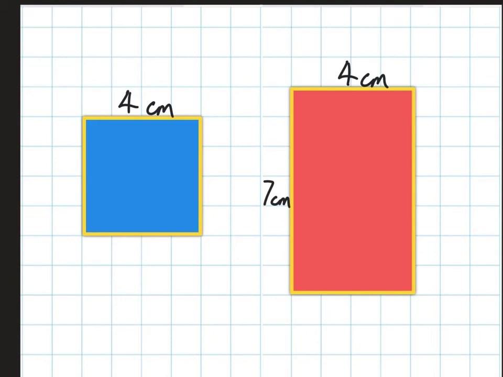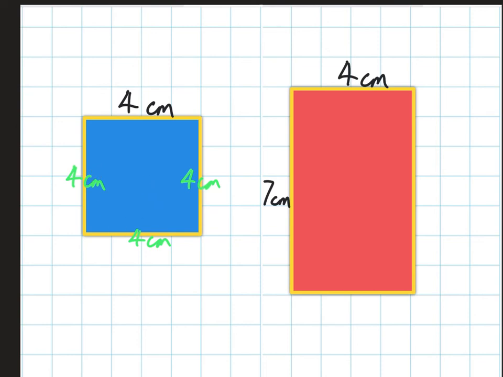Something that is important to remember when finding the perimeter of a rectangle is the properties of the shape. So a square has 4 equal sides. So if you know the length of one, then you know the length of all the sides. If this side is 4 centimetres, then all the sides are 4 centimetres because they are equal. So this one, and this one are all 4 centimeters because a square has 4 equal sides.